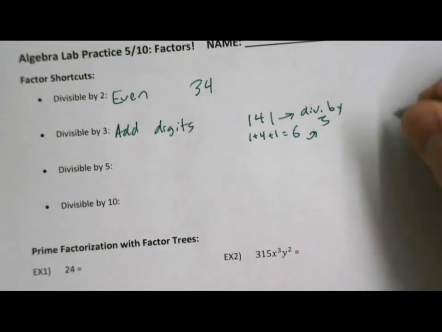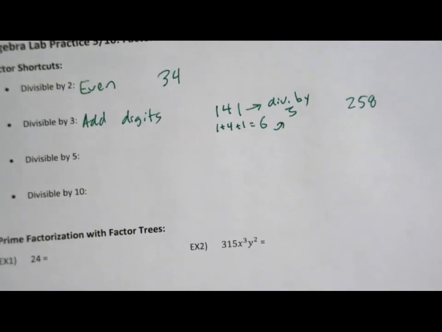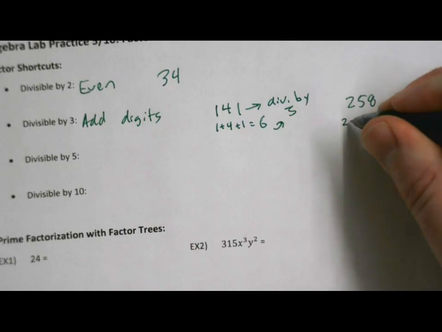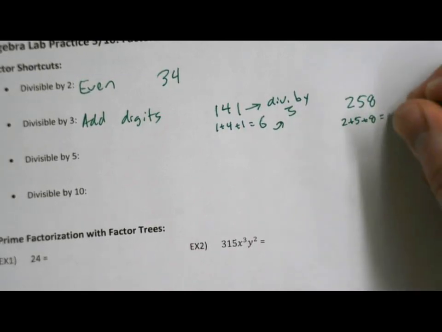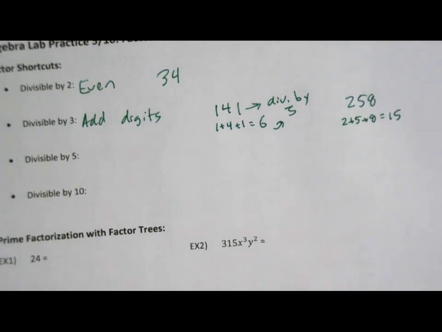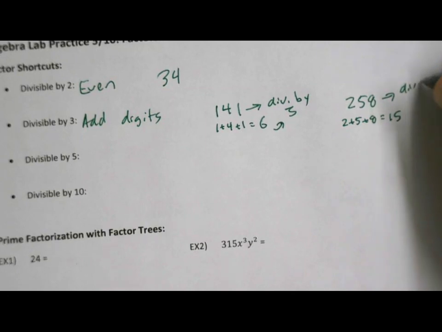Here's another number. 258. Add those digits up. What's 2 plus 5 plus 8? 15. Is 15 divisible by 3? Yes. Then 258 is also divisible by 3.